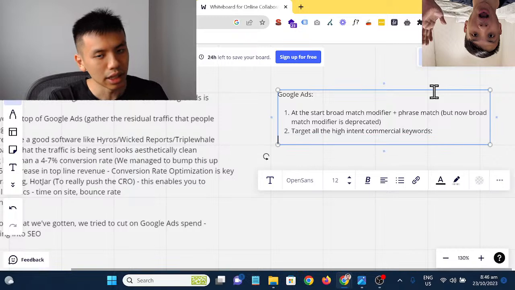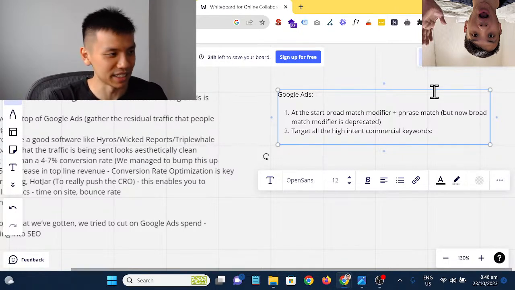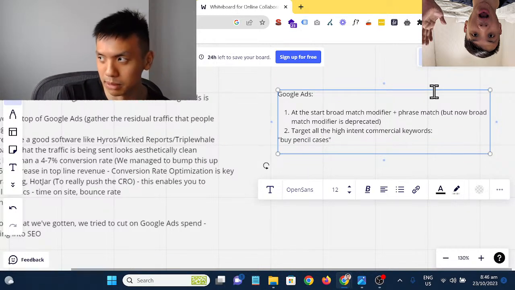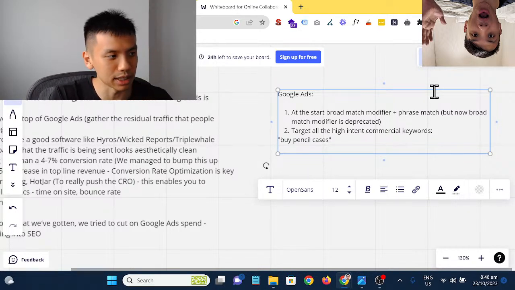For instance, if you are a plumber, then, okay, plumber is not e-commerce. What else is e-commerce? Let's say you're selling pencil cases. Then you target something like buy pencil cases. Pencil cases might be a bit too low ticket, so let's look at something higher ticket. Let's say water dispenser.